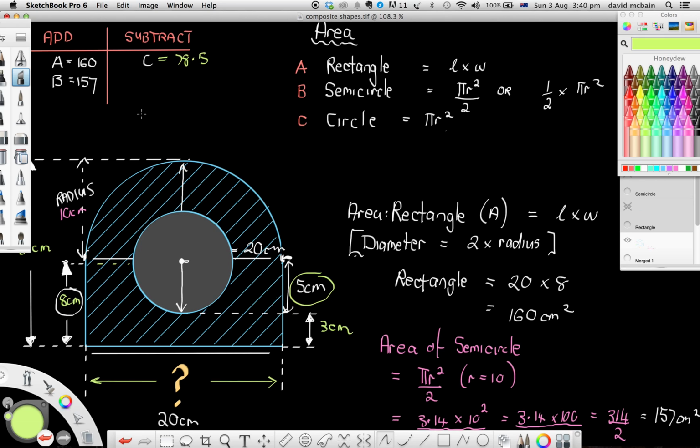So the final step is to now work out the total area. So we need to add the ones in the addition column and then subtract the value in the subtraction column. So the total area of our composite shape, the blue shaded area in other words, the area of our composite shape, you need to make sure you conclude with a statement like this, is equal to 160 plus 157 subtract 78.5.